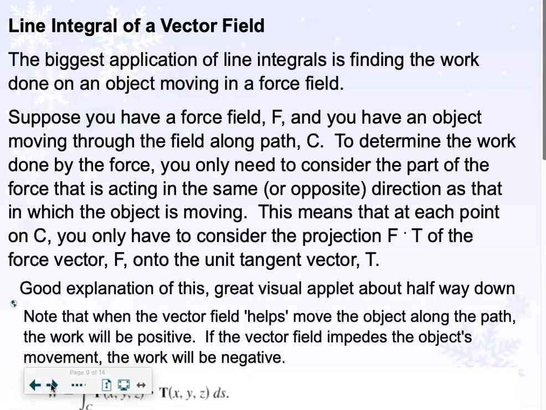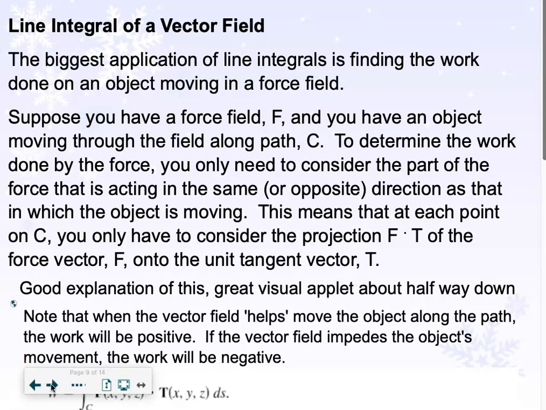We talked about this already. I showed you the cute little thing with the bead on the wire going through a vector field. So a line integral of a vector field is almost always done in the context of work. I don't know if I've ever seen a problem that wasn't in the context of work.